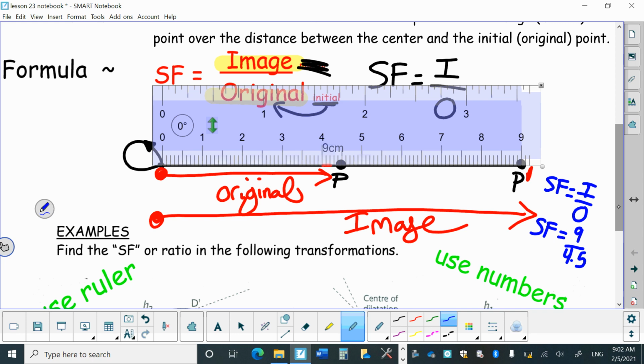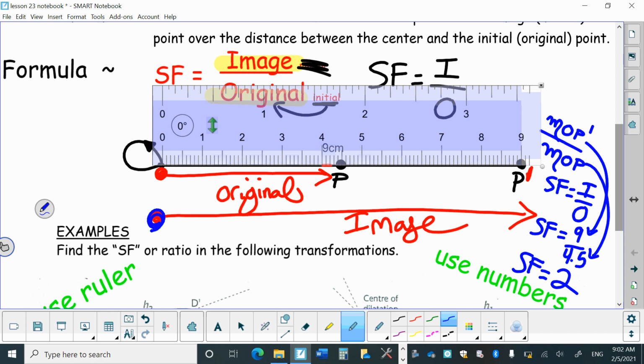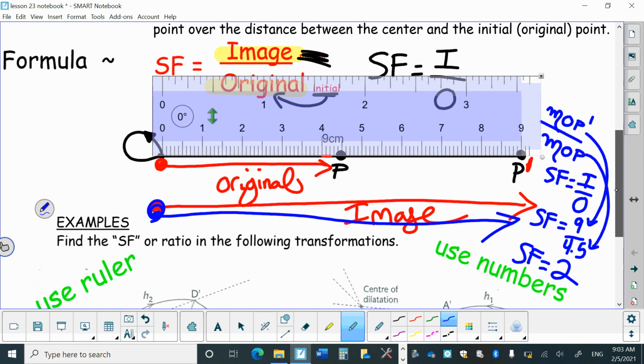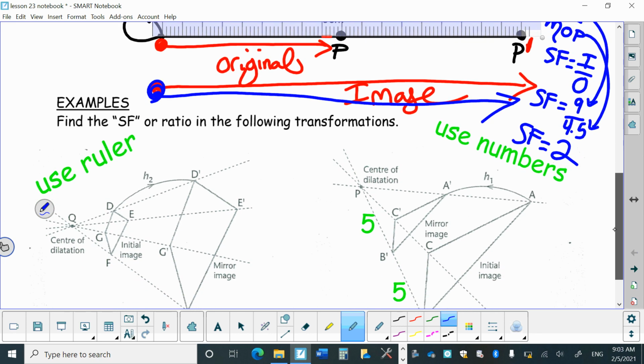When you're doing this, you're really doing the measurement from the center to P image over the measurement from the center to P, to get the 9 and to get the 4.5. So my final scale factor, divide, that actually gives me a perfect 2 here. That makes sense because your image is further away from the center, so it's 2 times further away. Now there are 2 ways this could be presented to you.